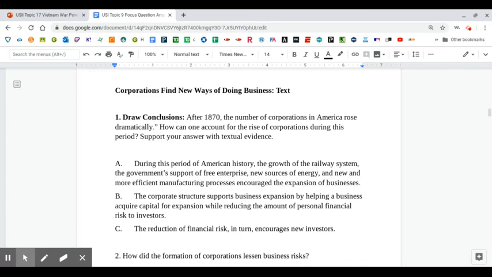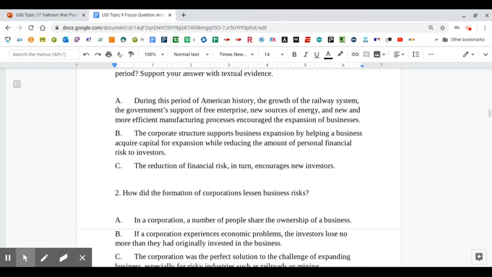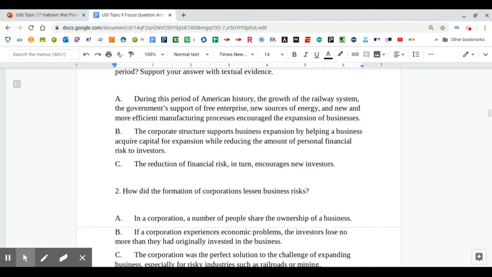So if you had money, you knew if you would invest it, you would have the opportunity to make a significant profit. Also, during this period of time, we saw new sources of energy and more efficient manufacturing processes, which made things a little bit more efficient in the factories, which meant the bottom dollar of profit would be better for business owners. Corporate structure supported business, helping them to expand. They allowed them to acquire capital. The banking system began to expand. So even if you weren't significantly wealthy, you could take out a loan to begin to start a business, kind of take a risk.